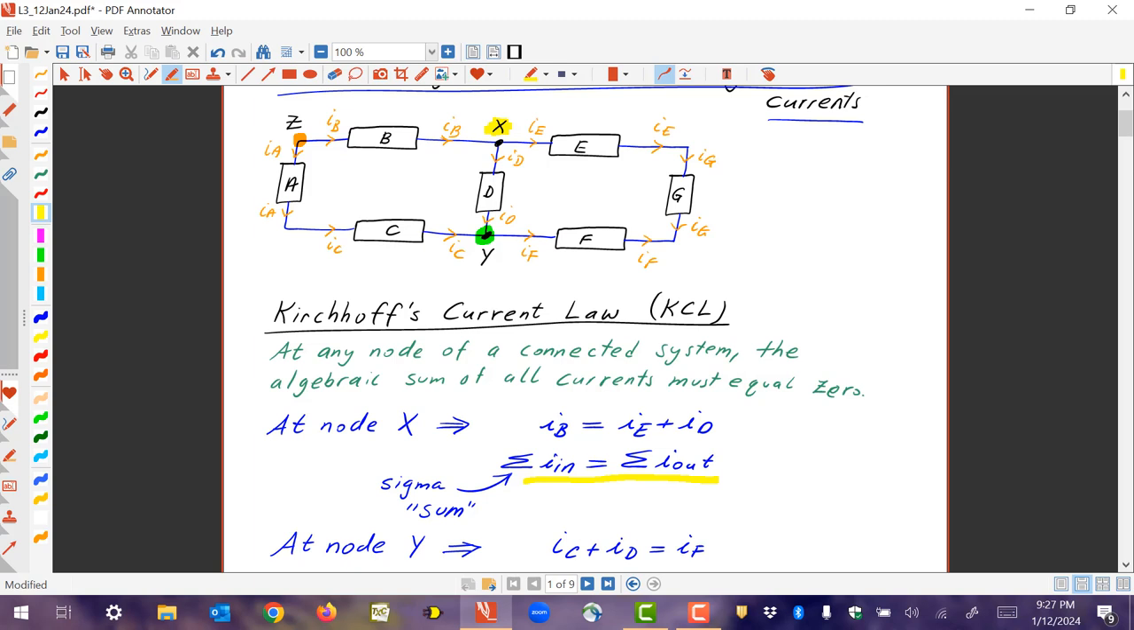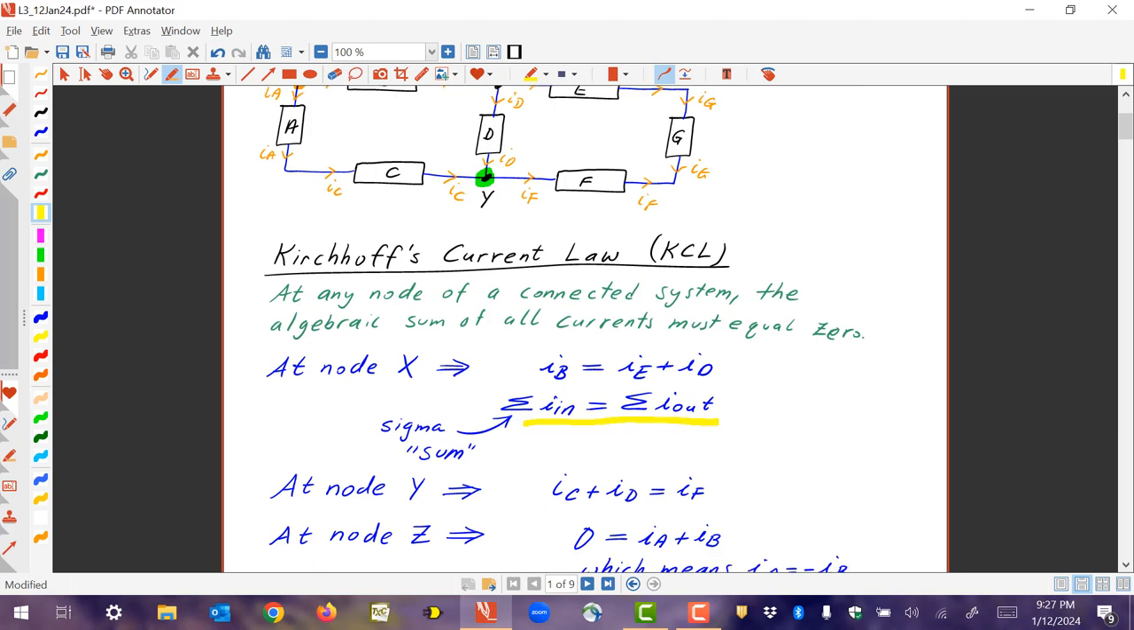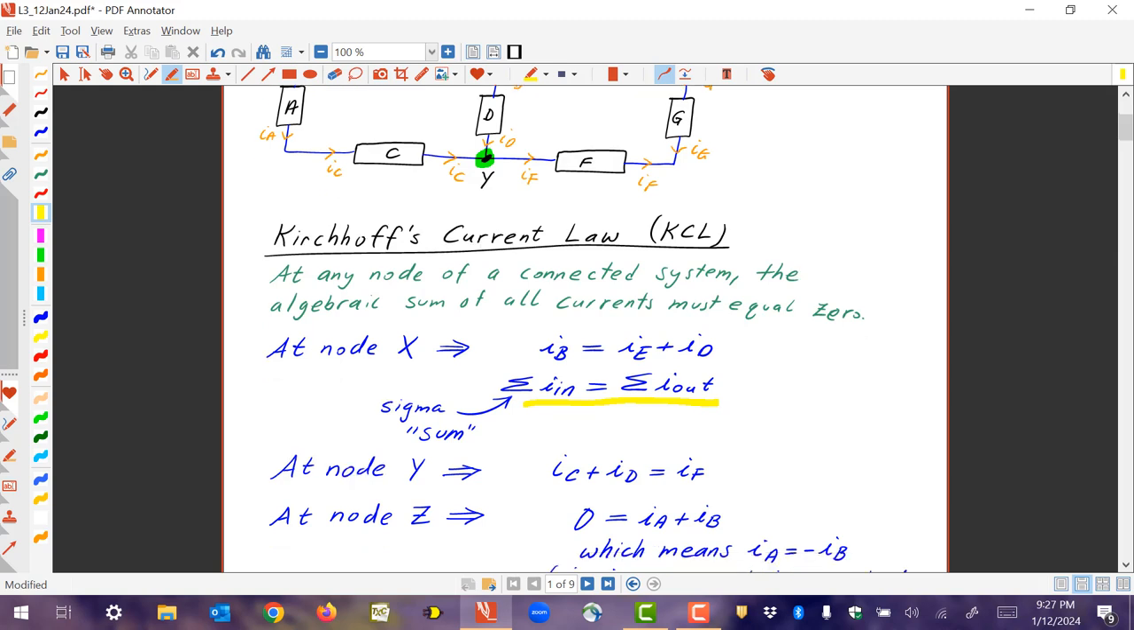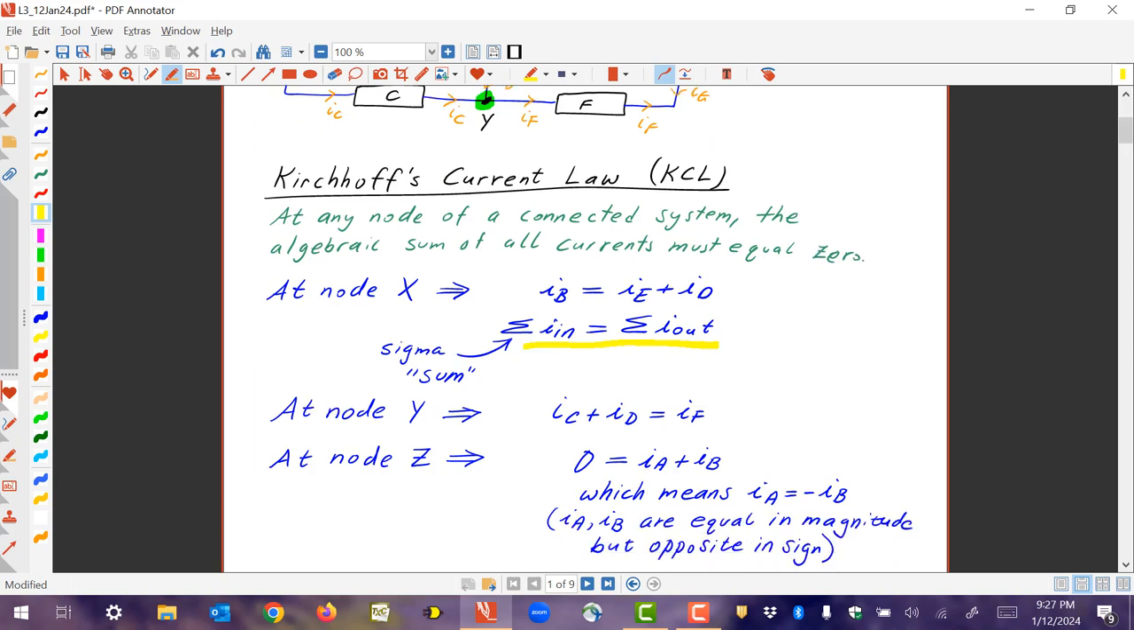It's a connection point. So at node Z on the upper left, what's coming in? Well, there's nothing coming in. They're both going out. So at node Z, zero, there are no currents in, is equal to IA plus IB, right? This means that IA equals minus IB. In other words, the currents are equal in magnitude but opposite in sign, right?